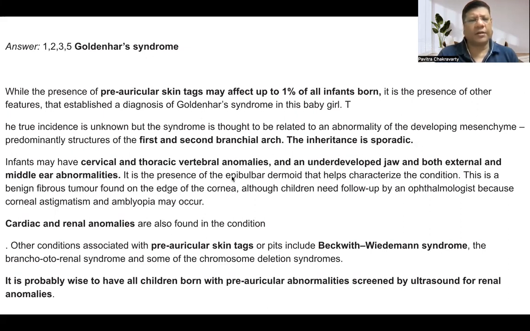The inheritance is sporadic, and they might have cervical and thoracic vertebral anomalies, an underdeveloped jaw, with both external and middle ear abnormalities. Now, one of the things which helps characterize the diagnosis, particularly the epibulbar dermoid, I should have highlighted that.